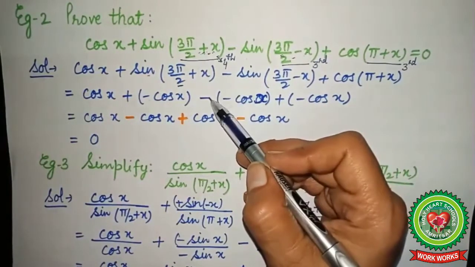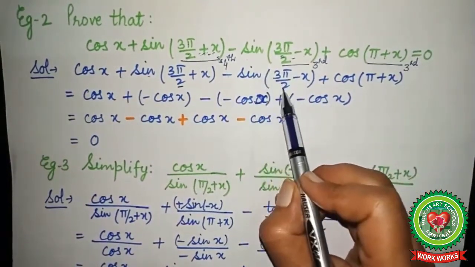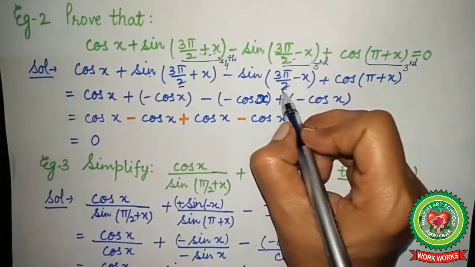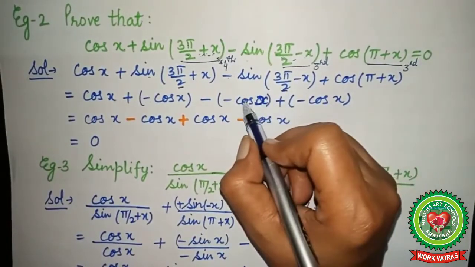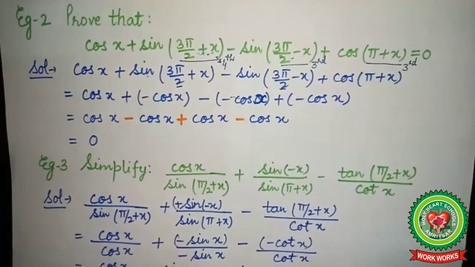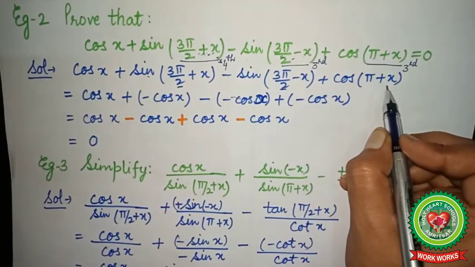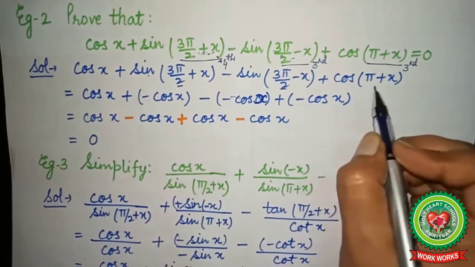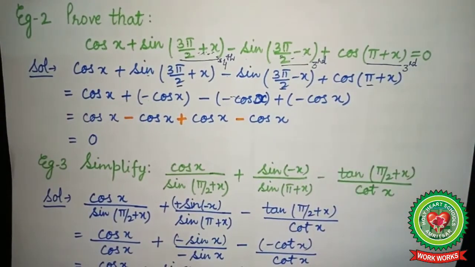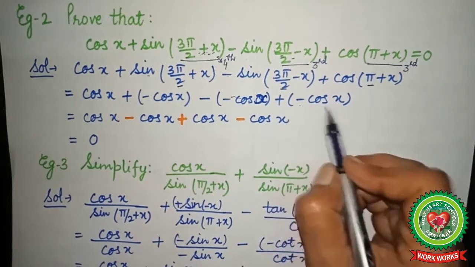Again, minus sign as it is, sine of 3 pi by 2 minus x. Now again it contains 3 pi by 2, so minus cos x function will be there. Then plus sign, cos of 180 plus x, again comes in the third quadrant. So here pi is involved in the angle, so the function will not change, only the sign will change. So we get minus cos.